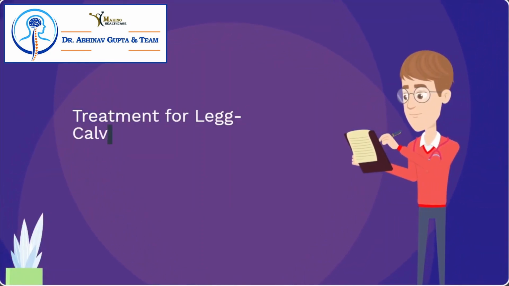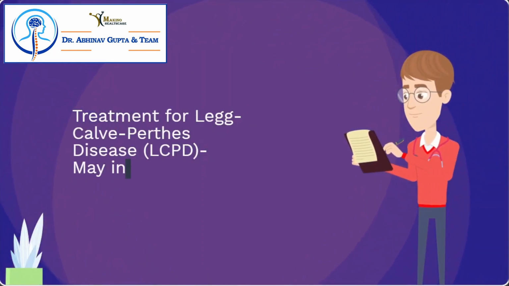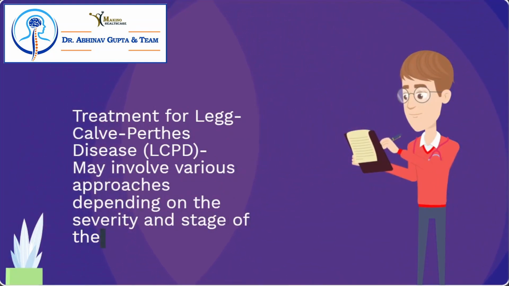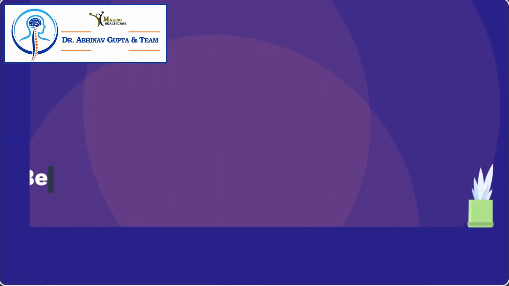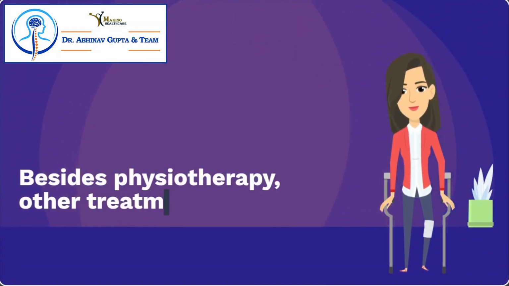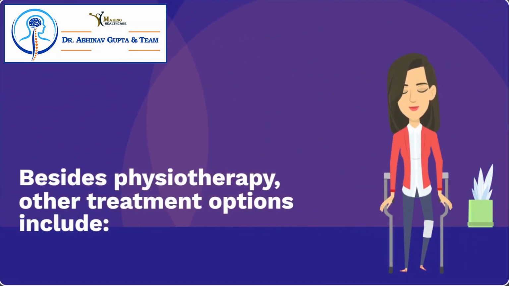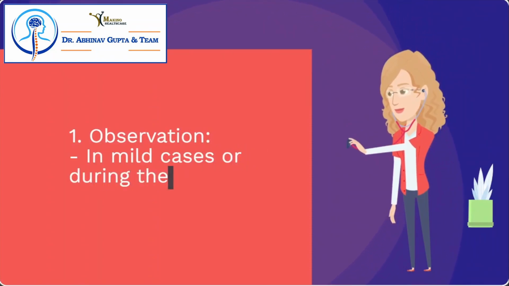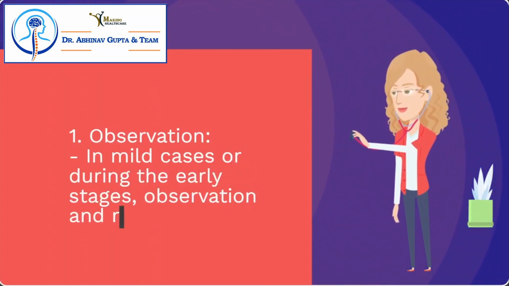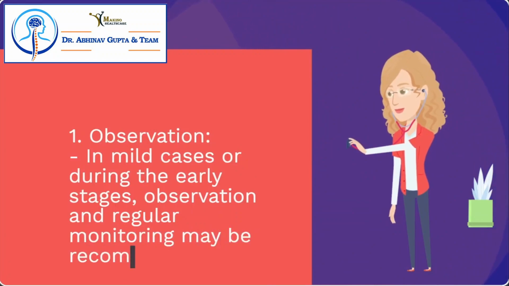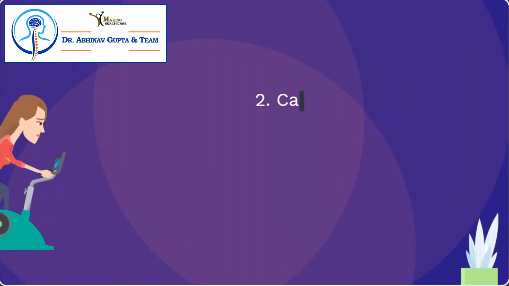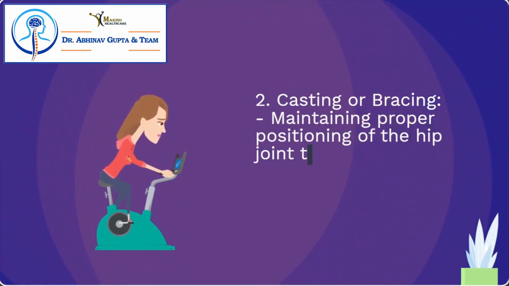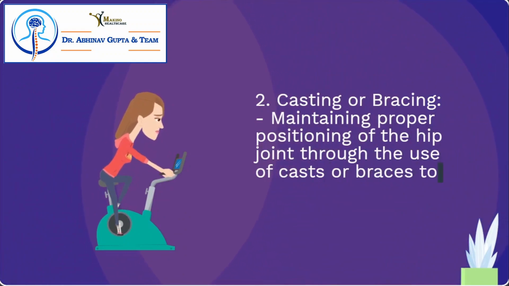Treatment for Legg-Calve-Perthes disease, LCPD, may involve various approaches depending on the severity and stage of the condition. Besides physiotherapy, other treatment options include 1. Observation. In mild cases or during the early stages, observation and regular monitoring may be recommended. 2. Casting or bracing. Maintaining proper positioning of the hip joint through the use of casts or braces to support healing.